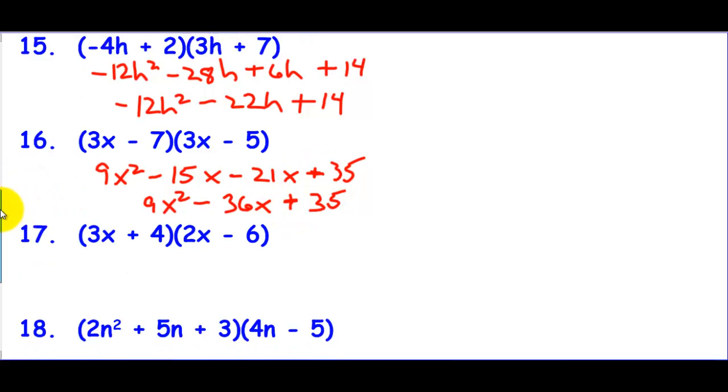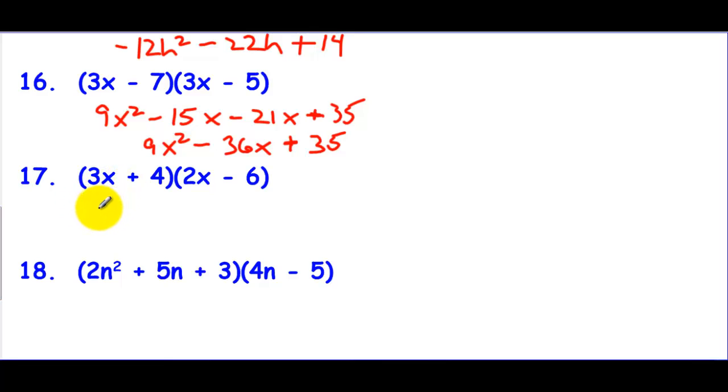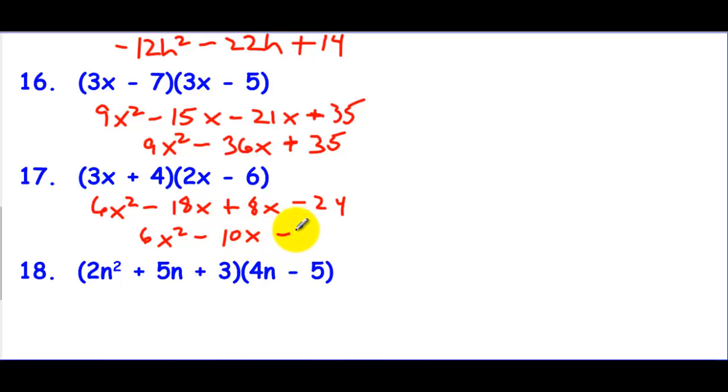Okay. Problem 17, same thing again, so I'm just going to write out the steps here. It looks like 6x squared minus 18x plus 8x minus 24. And then I can simplify that into 6x squared minus 10x minus 24.